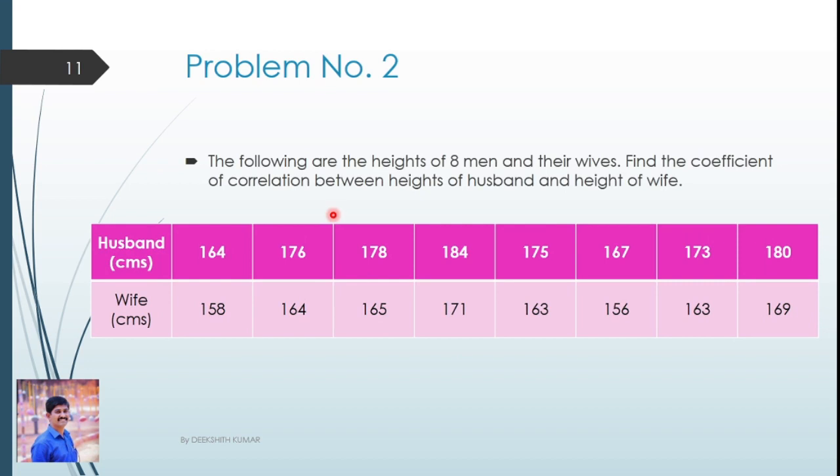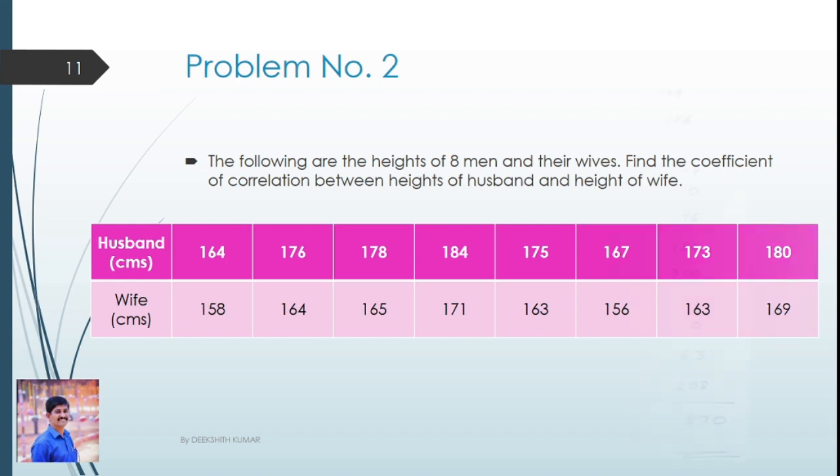This is the second question. The following are the heights of 8 men and their wives. Find the coefficient of correlation between heights of husband and height of wife. Husband's and wife's heights are given in centimeters. Husband's height is 164, 176, 178, 184, 175, 167, 173, 180. Wife's height is 158, 164, 165, 171, 163, 156, 163, 169.